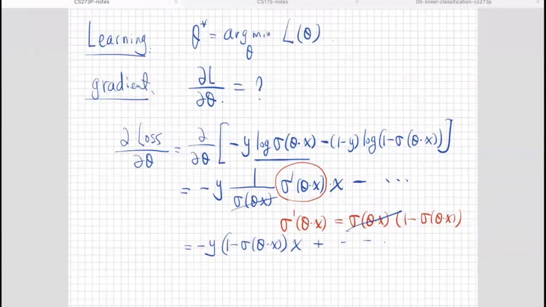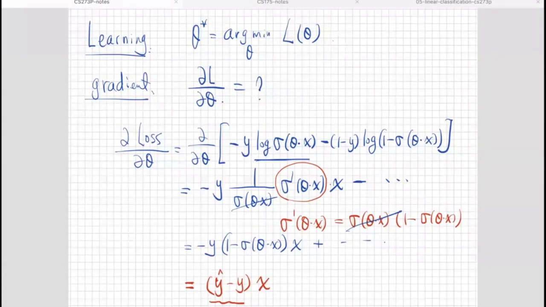So in the end, if you do that, the final result is this: y hat minus y times x, as simple as this. So that's the gradient of the one-sample loss with respect to parameter theta. And if you look at it, it's exactly the same in format as the gradient of the linear regression model. In linear regression, we say it is the difference between your prediction and the observation, times the sensitivity vector, the input vector x.